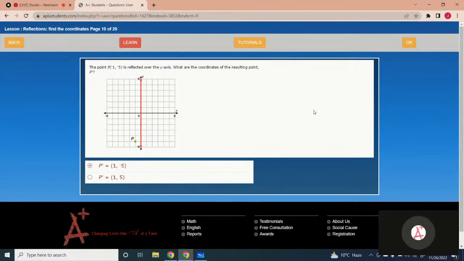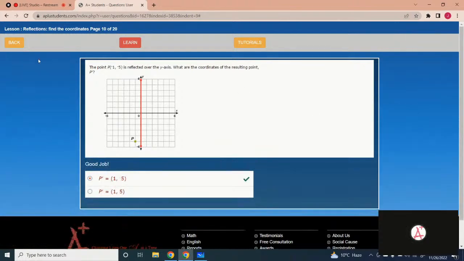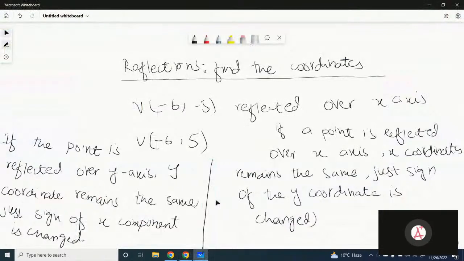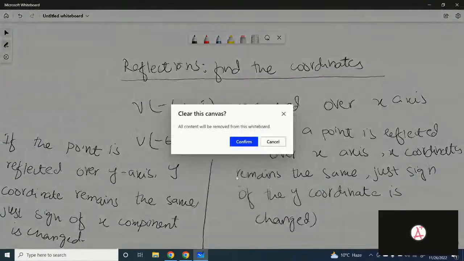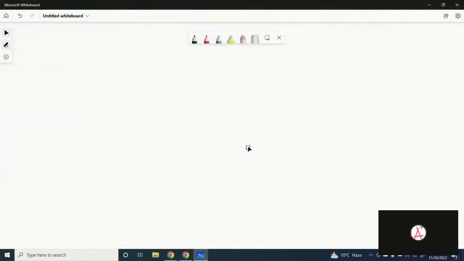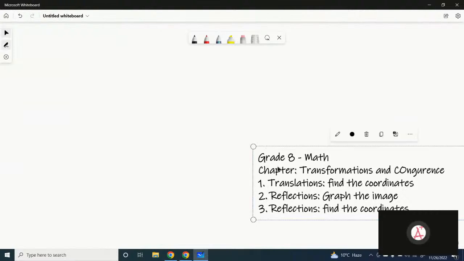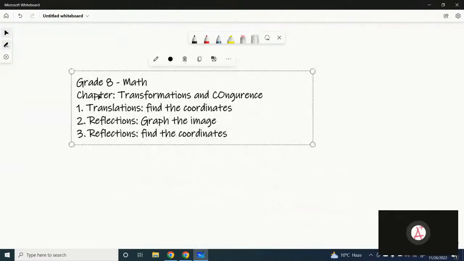Okay, you can complete the test by yourself later today. So we have covered 3 topics today. They are from the chapter Transformations and Congruence. The lessons we covered are translations, find the coordinates; reflections, graph the image; and reflections, find the coordinates. Got it? These are the 3 lessons we have covered today.